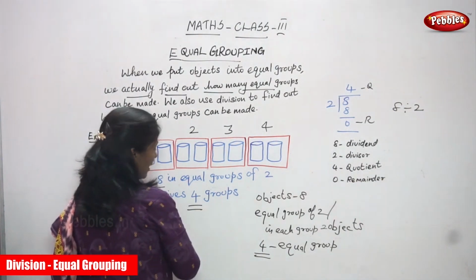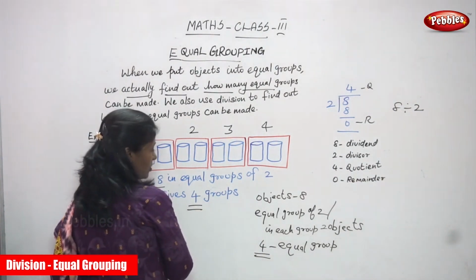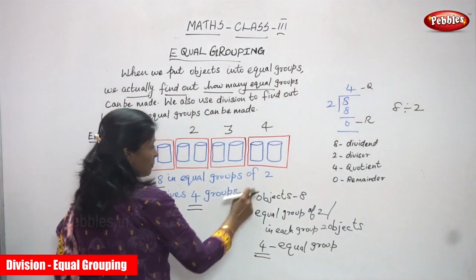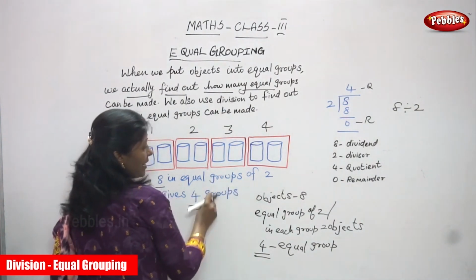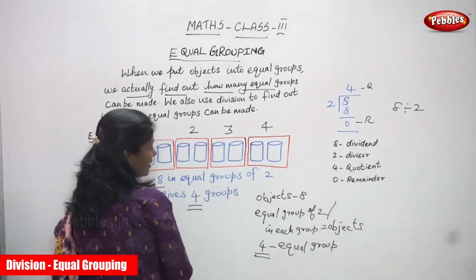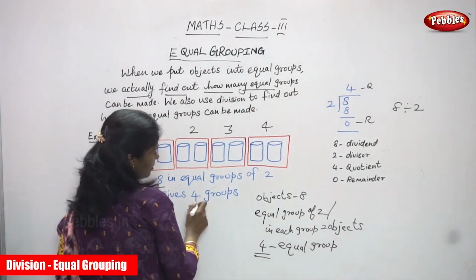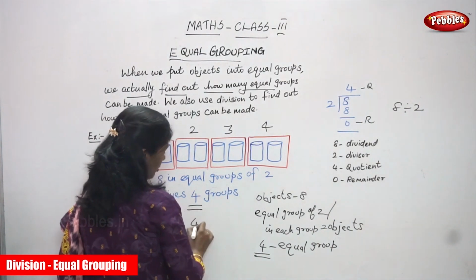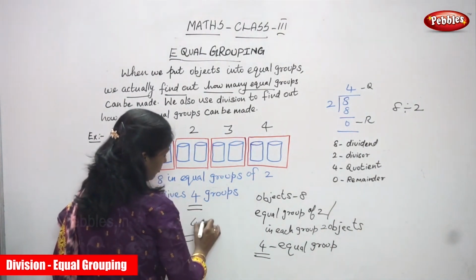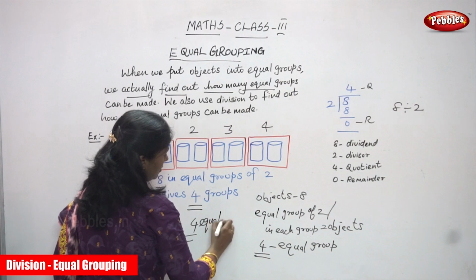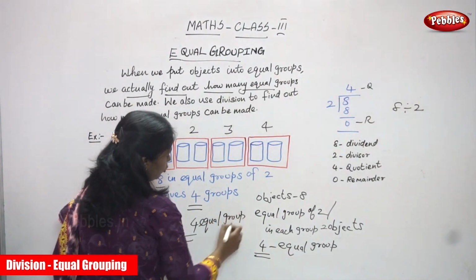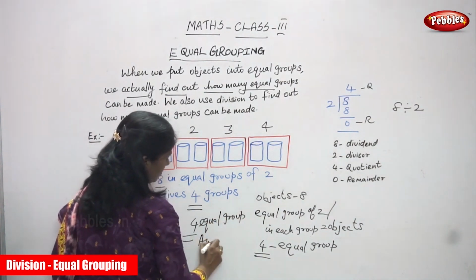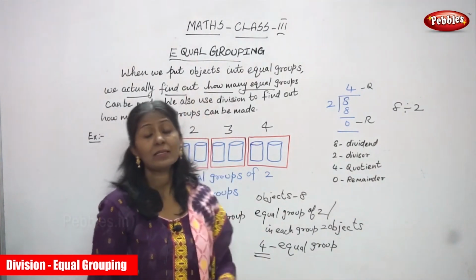8 is the total number of objects, and equal groups of 2. That means in each group we arrange 2 objects, and finally how many equal groups? 4 equal groups. That means 4 is the right answer for the question. 4 equal groups is the right answer for the question. I think you understand equal grouping.